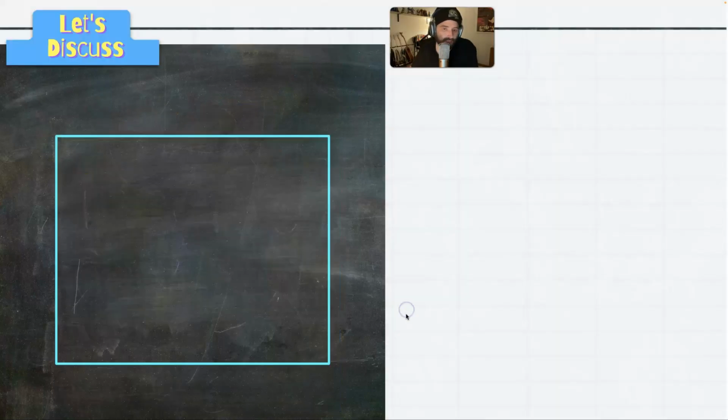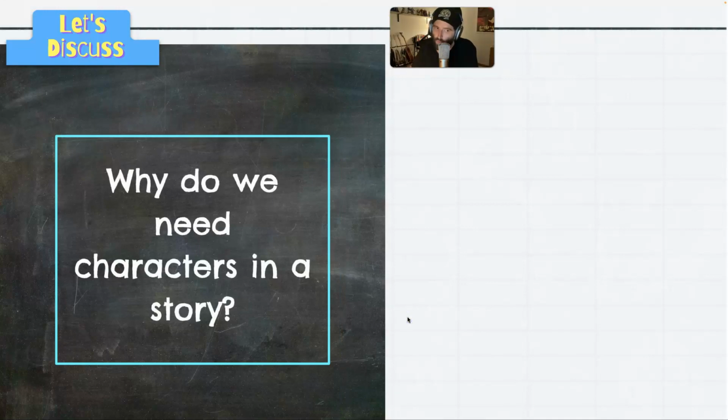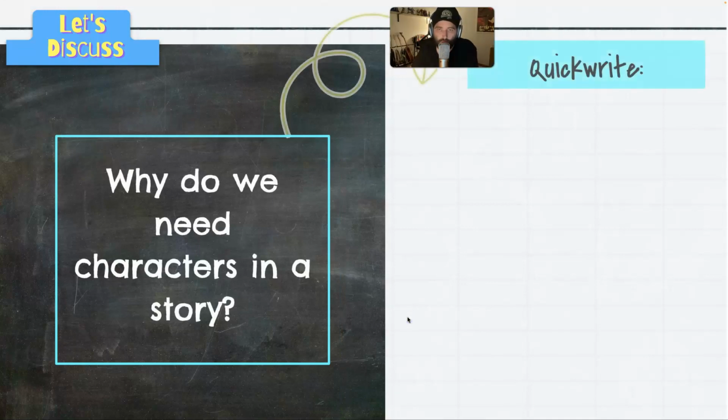And looking at our next slide here, why do we need characters in a story? So do a little quick write right here, and then it's going to go into your practice. There are no quizzes this week. It's just going to be a practice.